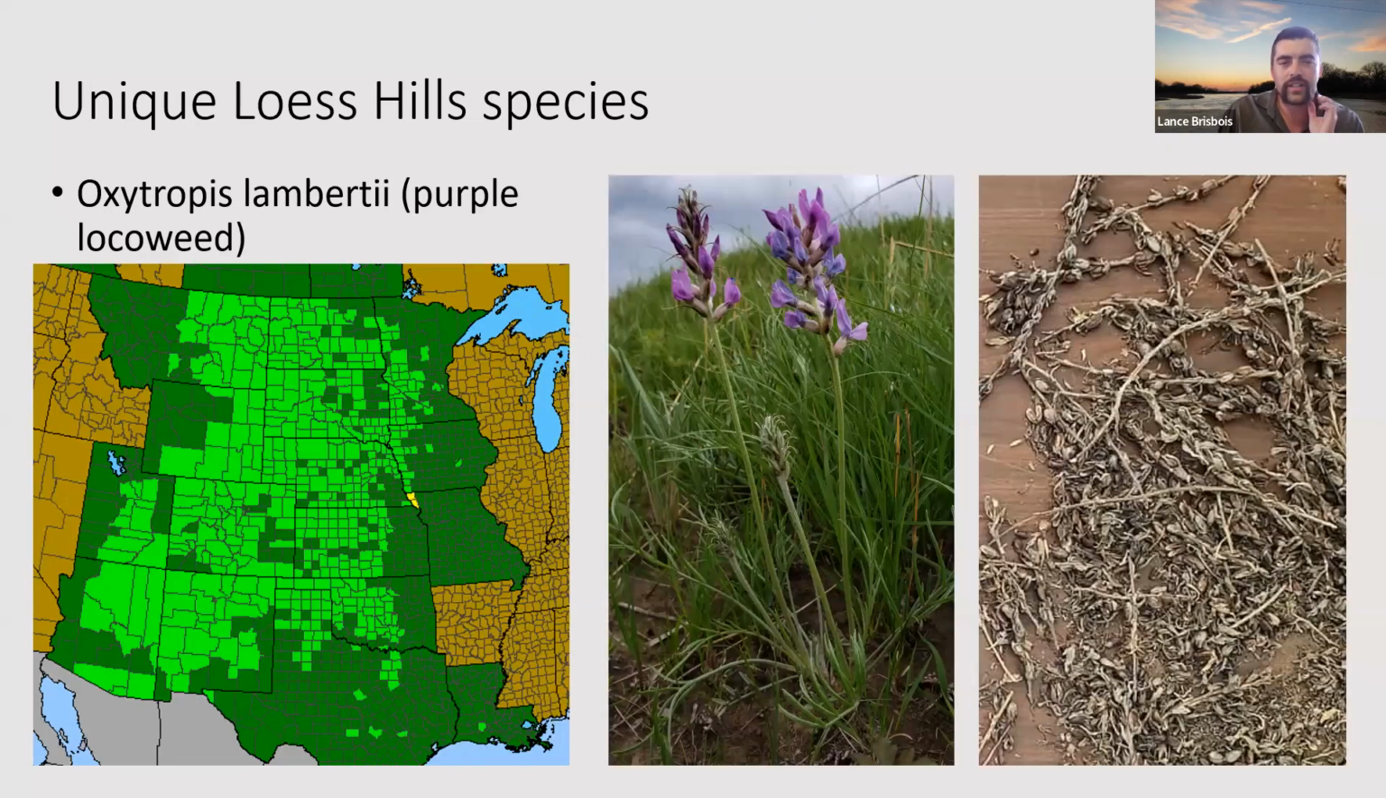Loco weed, another one. It does go a little bit up into northwest Iowa and a few other counties, but for the most part, it's primarily Loess Hills in Iowa. That one is an early bloomer. That'll be hopefully in May, blooming.